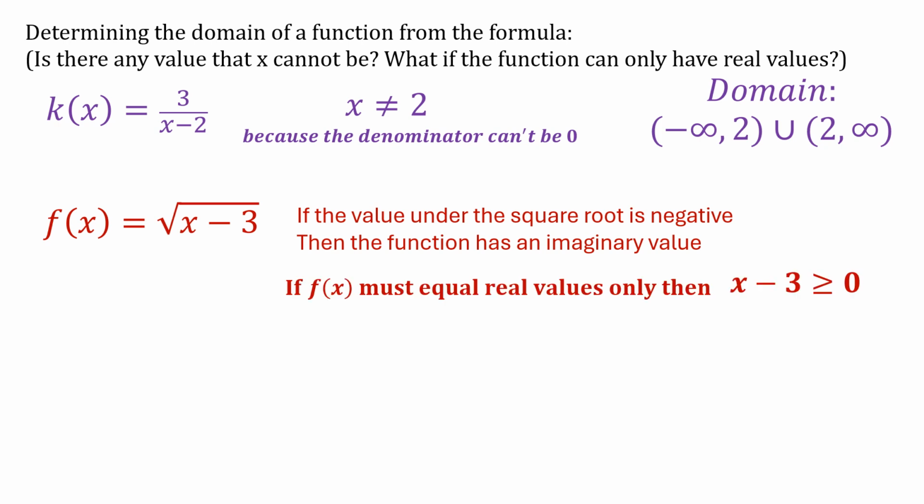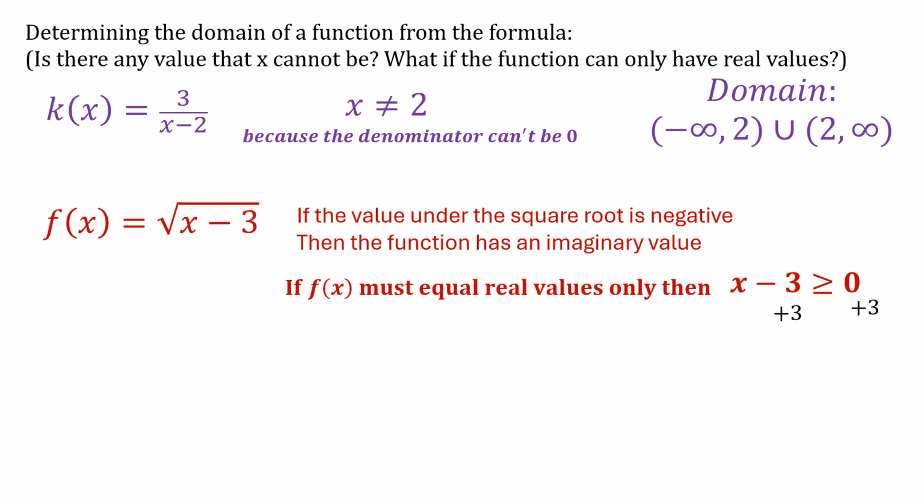X minus 3 has to be either 0, because the square root of 0 is okay, that's a number, it's 0, or some positive number. And as long as you're taking the square root of a positive number, you get a real answer. So for this f to be a real function, a function that gives you back real answers, not imaginary answers, you need x minus 3 to be bigger than or equal to 0.